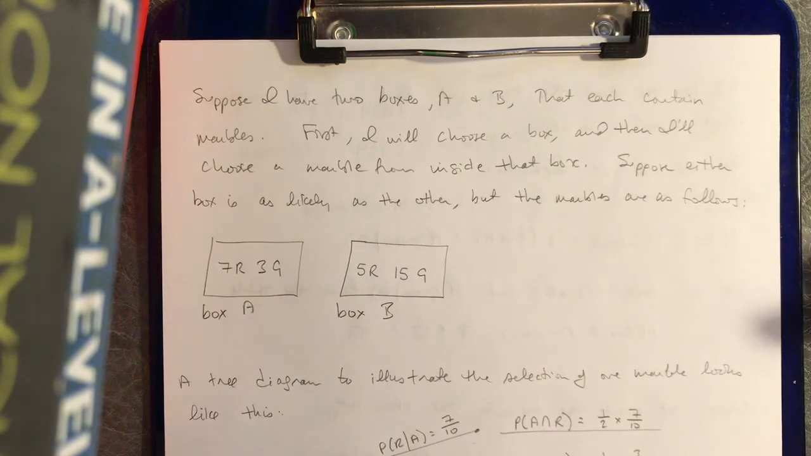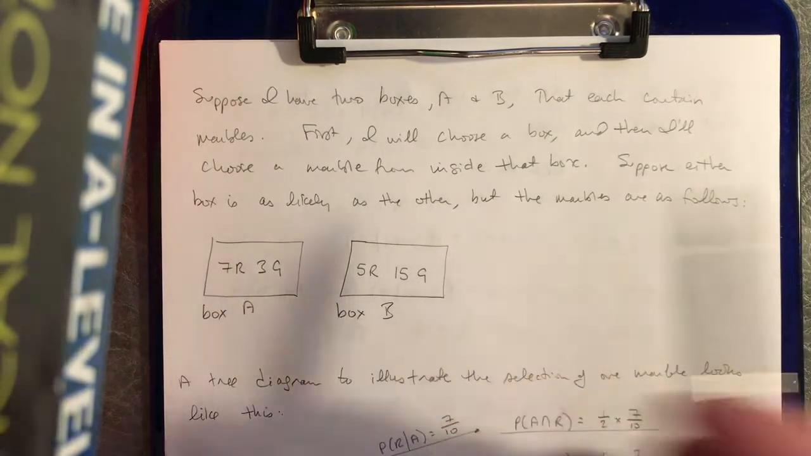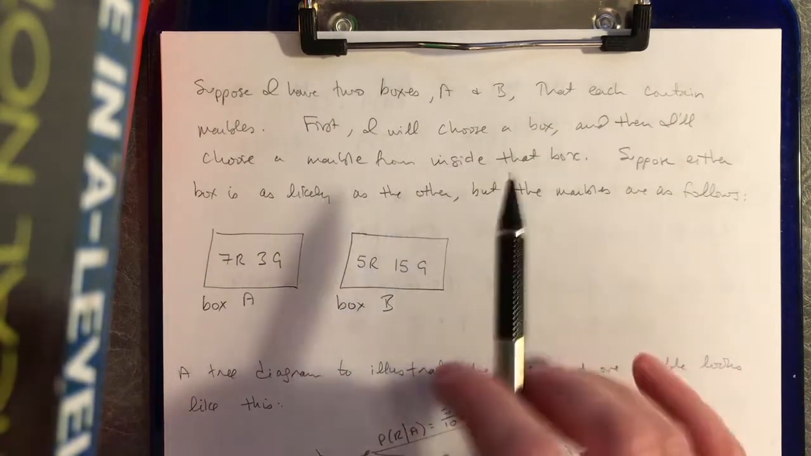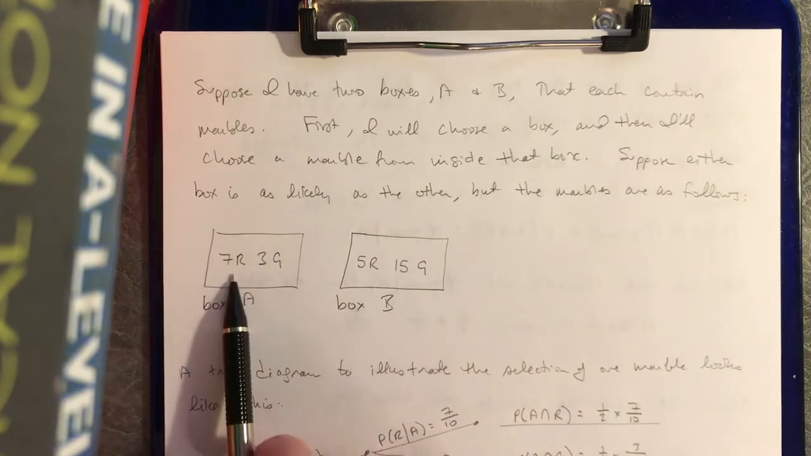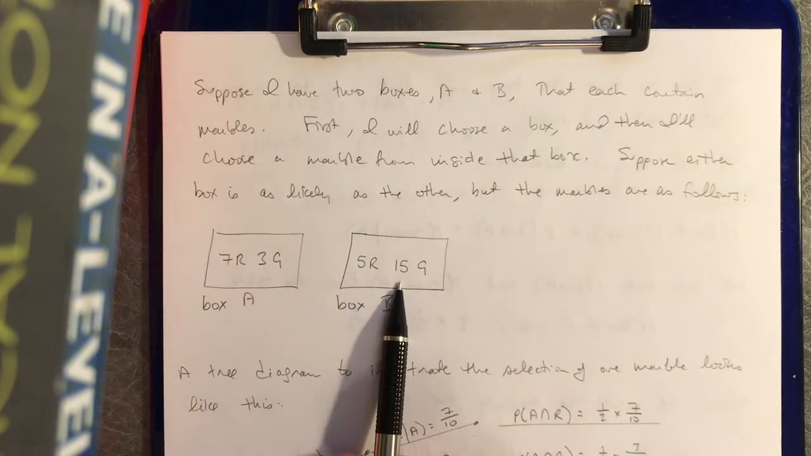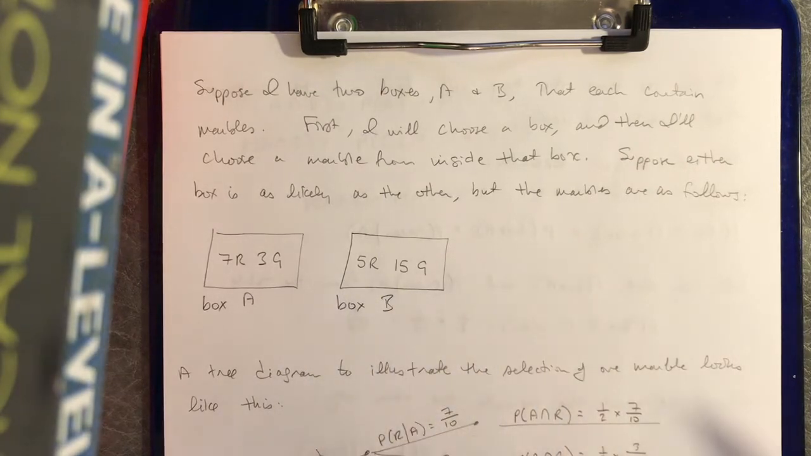I've got two boxes, box A and box B, and each of them contain marbles. There's red and green marbles in each box. I don't know why we do this, we just do. So there must be like some mathematical supply company that sells boxes and marbles, and you can order a catalog, and I don't know, I'm not on the mailing list. Okay, so in box A I've got 7 red and 3 green marbles, and in box B I've got 5 red and 15 green.